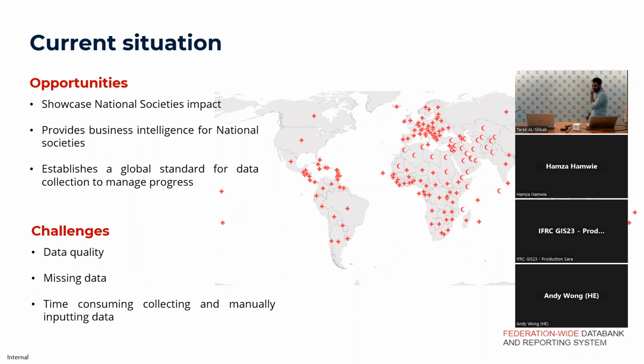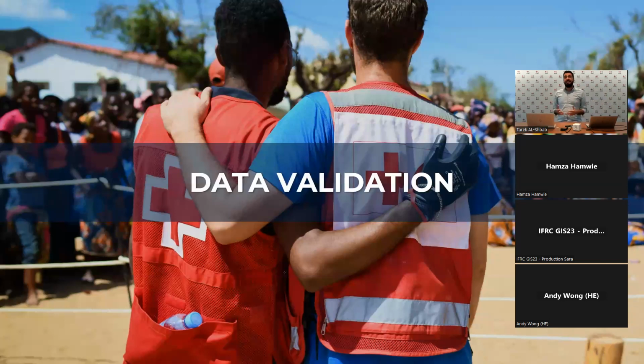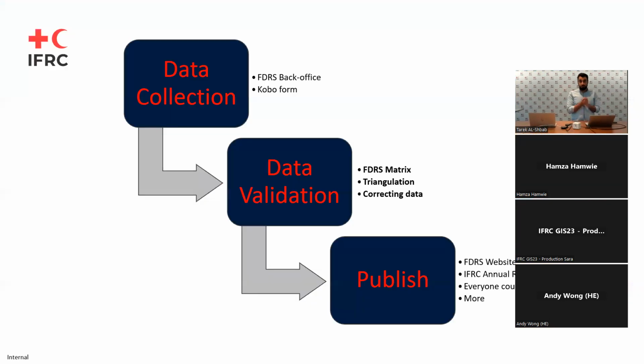Thank you, Sarah. So we just got an idea about what's happening on FDRS in the background. That's what we really care about when collecting this kind of data. It's so important and essential data for the federation-wide and for national societies themselves. So we have the three main procedures: data collecting, the data.